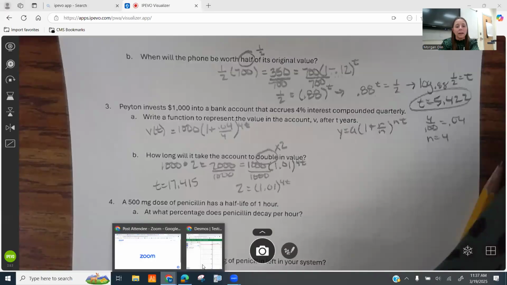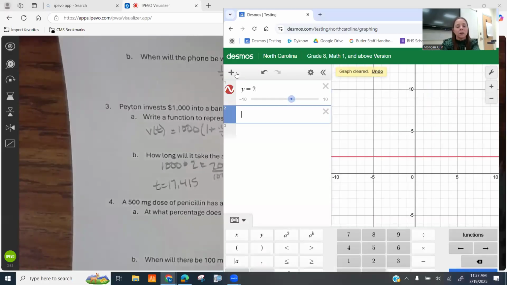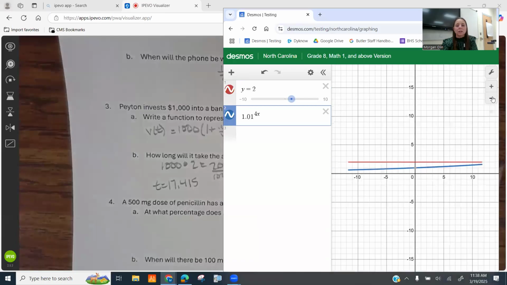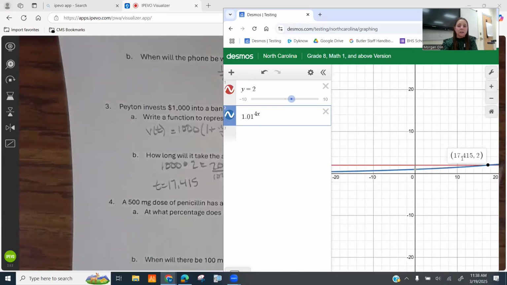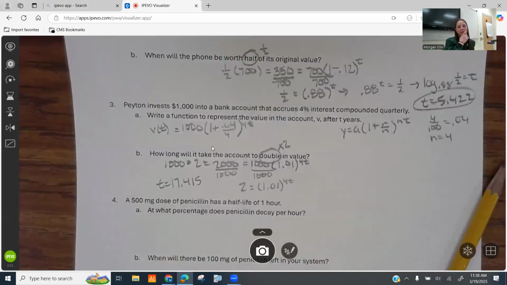All right, so watch this when I solve it. Y equals 2 and then 1.01 raised to the 4x. Look, it's actually a little easier to find the intersection. And isn't that the same answer that I got right here? Yep. So that's another way to do it.